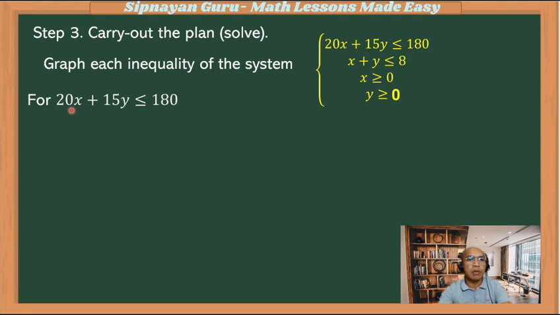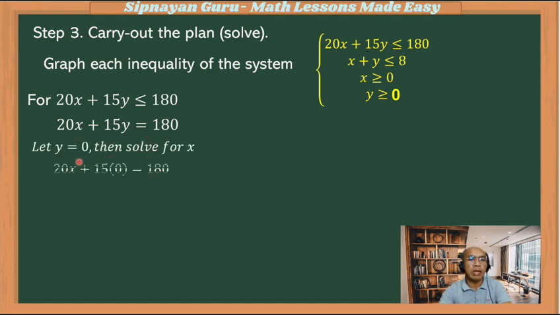So for the first inequality, 20x plus 15y less than or equal to 180. Change this one into an equation. Solve for the x-intercept. Let y be equal to 0. So this is 20x plus 15 times 0 is equal to 180. So that would be 20x is equal to 180. Divide both sides by 20 to solve for x. So our x is equal to 9. The ordered pair is 9 and 0.